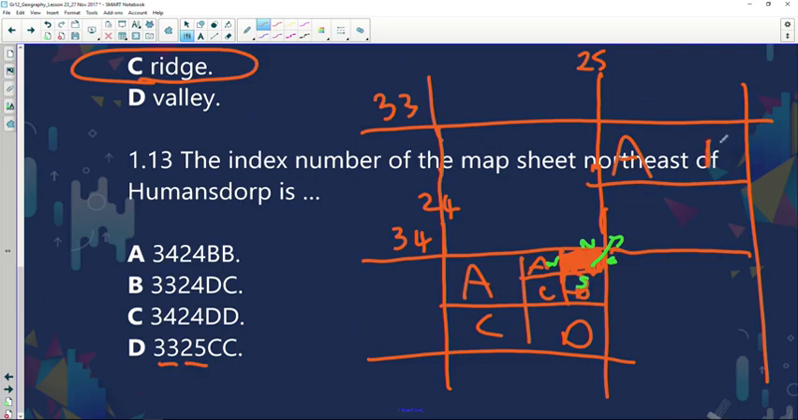A, B, C, D. Now let's quickly have a look at our new map code. 33, 25, big block C, small block C. So D will be my correct answer. Okay, almost done with the multiple choice. Let's quickly do the last 2 questions.